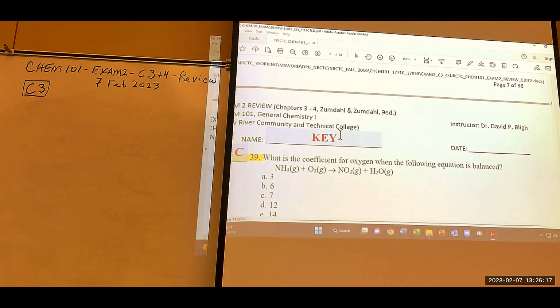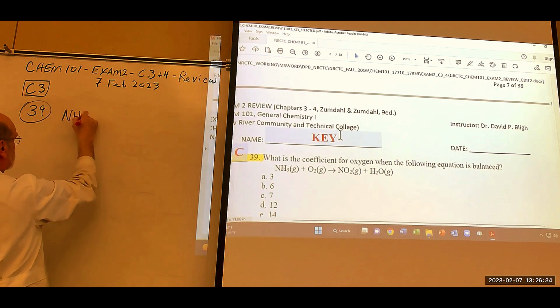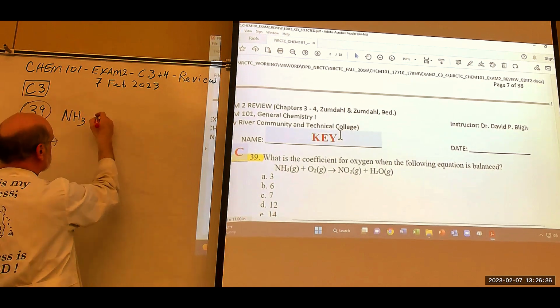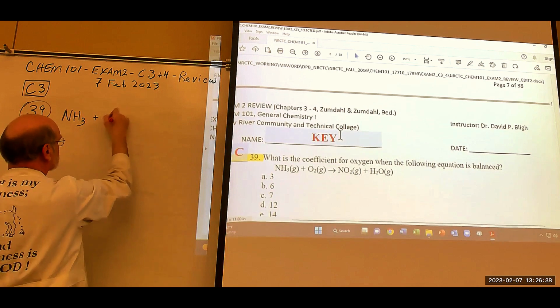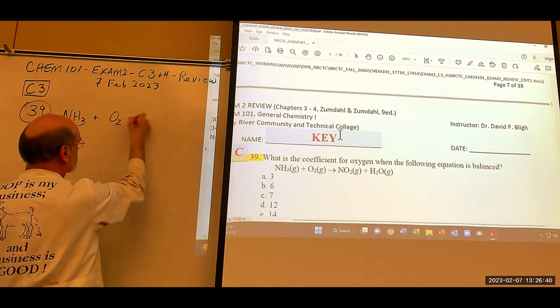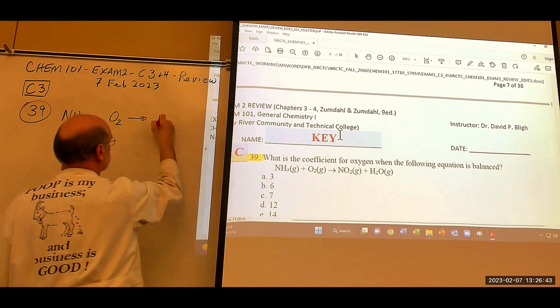All right, we'll balance this one. We'll do at least one balancing. I don't want to have to come back after lab again. I'm trying to get through this before. So what's the coefficient of oxygen in this one? All right, so we have the beginning equation here. I'm going to leave the states out just to conserve room because they won't be necessary for this.